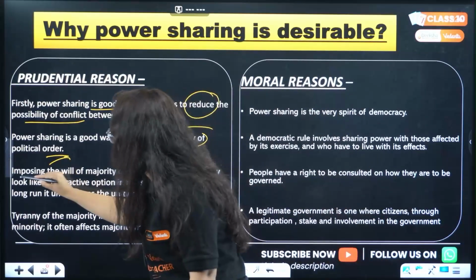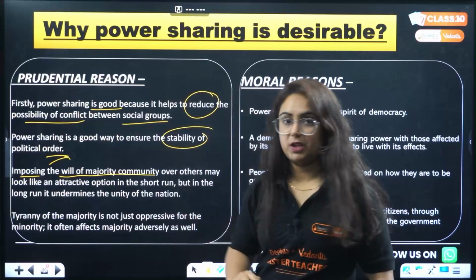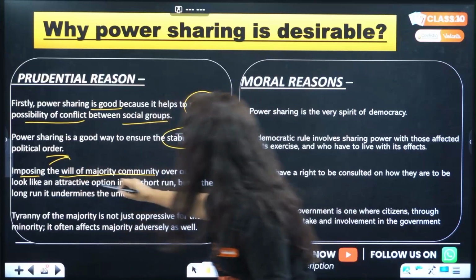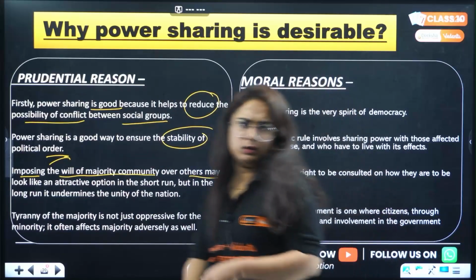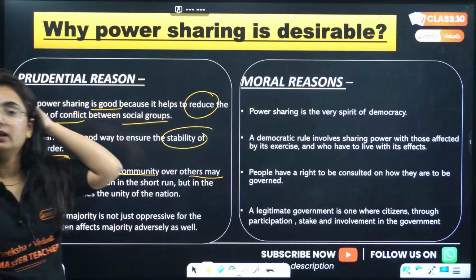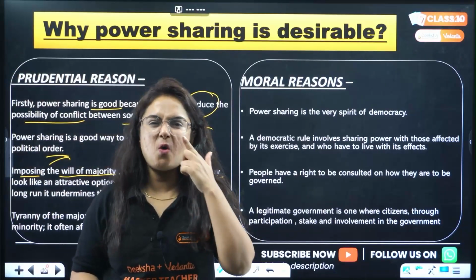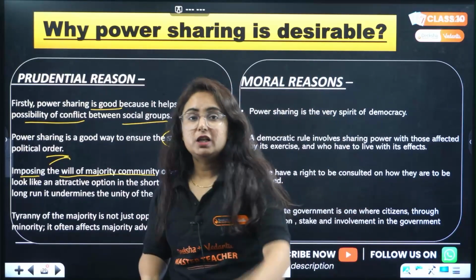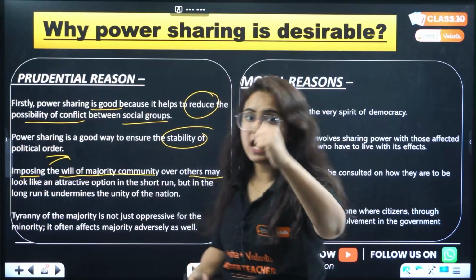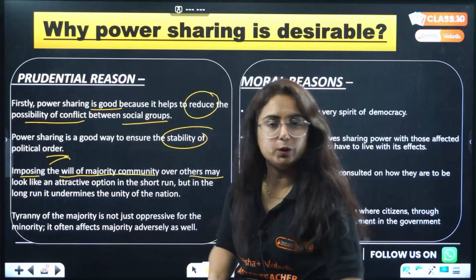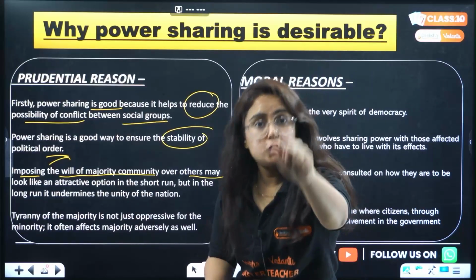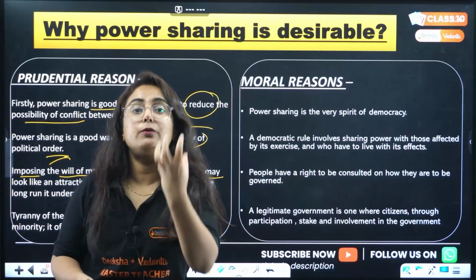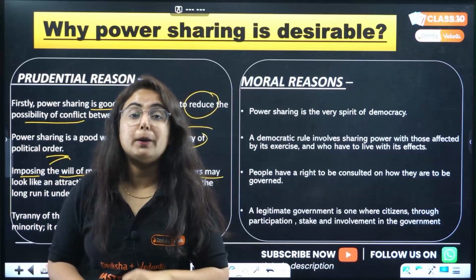See, third point, imposing the will of the majority community. I am in the majority, the nation should follow that. Right? Imposing the will of the majority community over others may look like an attractive option, like you are the elder one among your siblings and now you want to impose whatever you want. It may be attractive for a shorter run. One day will come that your younger one will answer you, will reply to you, will talk rudely to you. It will happen now that you're imposing something on them. So, imposing the will of the majority over the minority may look like an attractive option for a short run, but it is not good for a peaceful run.